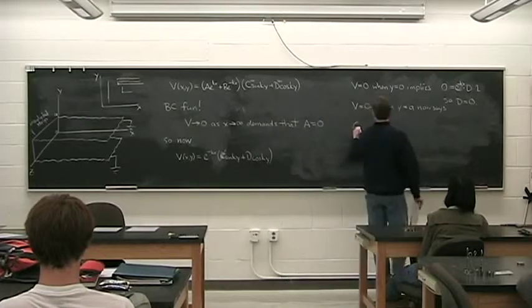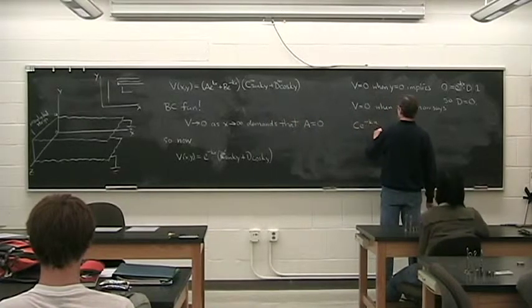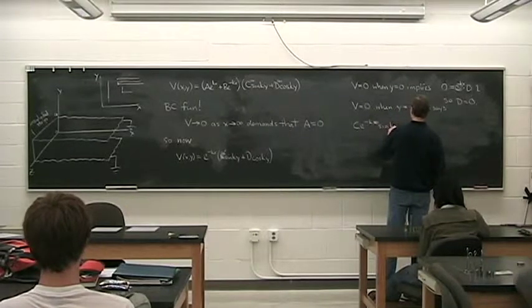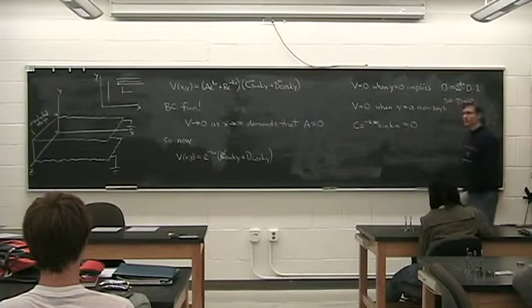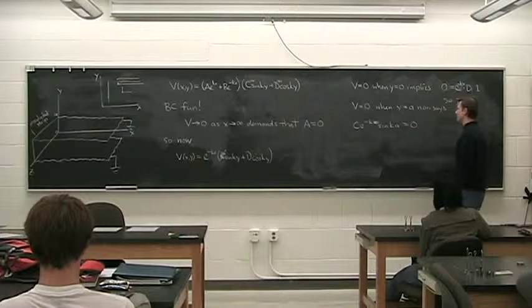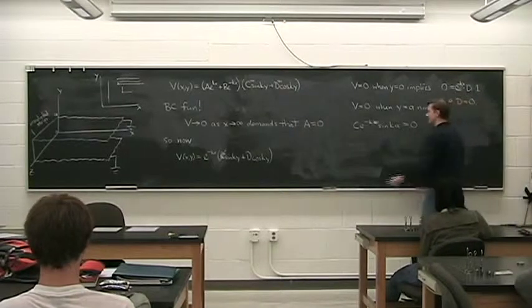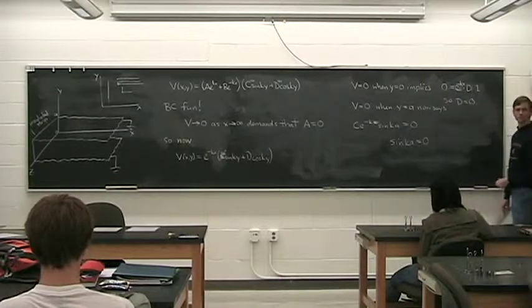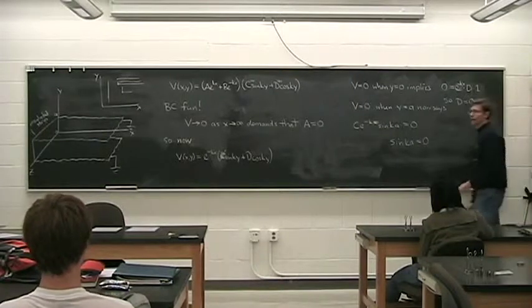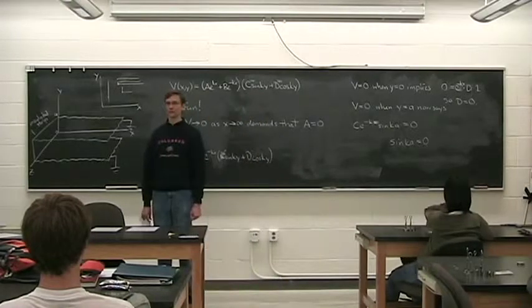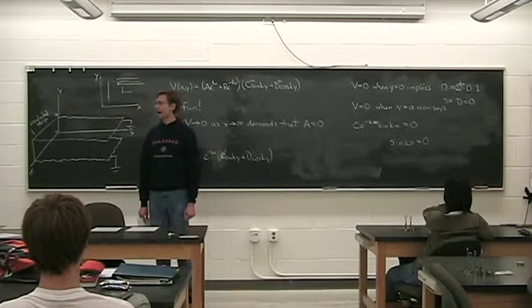So c e to the minus kx sine ka has to be equal to 0, right? Is that right? Did I screw that up? Let's see what's happening. Okay, right? So in other words, since x could be anything, in particular, we need sine ka to be equal to 0. And, well, when is the sine function equal to 0? When its argument is, well, 0 works, right? What else works? Multiples of pi, yeah.